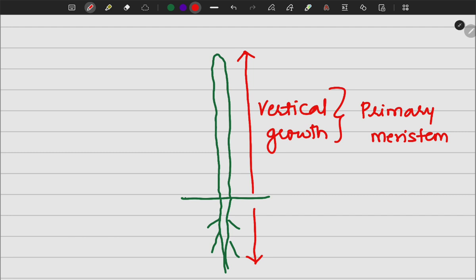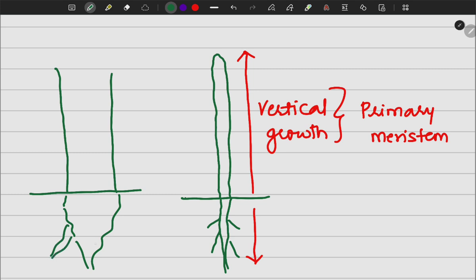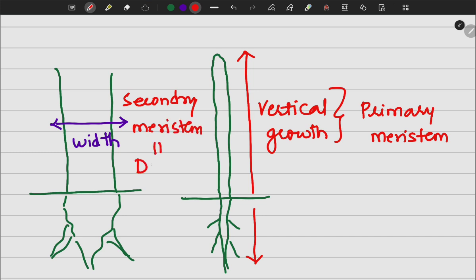Now, once this vertical growth is completed and the tissues are mature in dicots, then the secondary growth starts. How does the secondary growth occur? Instead of the vertical growth, the plant starts to grow in the width or the girth, like this, right? So after secondary growth, the stem would look somewhat like this. It will grow in its width, and the root will also be a bit thick, like this. So this increase in width or girth is because of the secondary meristem. And that is why it is called secondary growth, mainly seen in dicots.